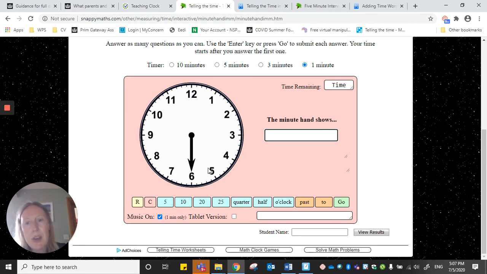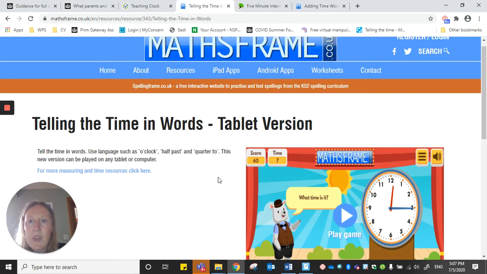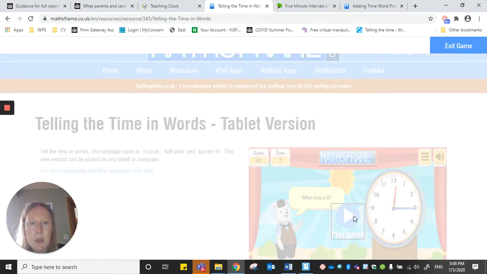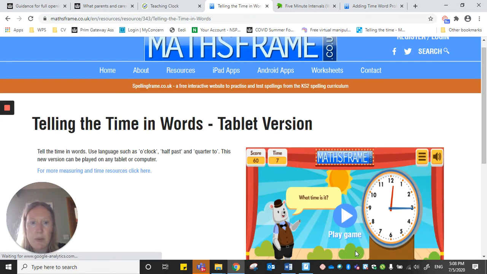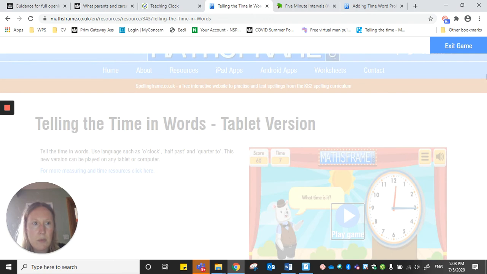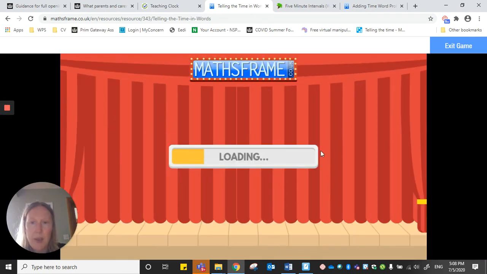Okay, so that's the first one where we're just, remember, looking at the minute hand. So this is currently past. Go. Okay, so that's that one. The second game, and it looks like this when it comes up. Press play game. Ooh, it's been a bit slow. Hold on. Let me just refresh. There we go.